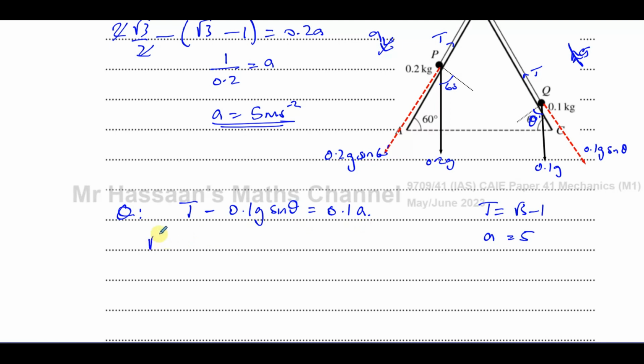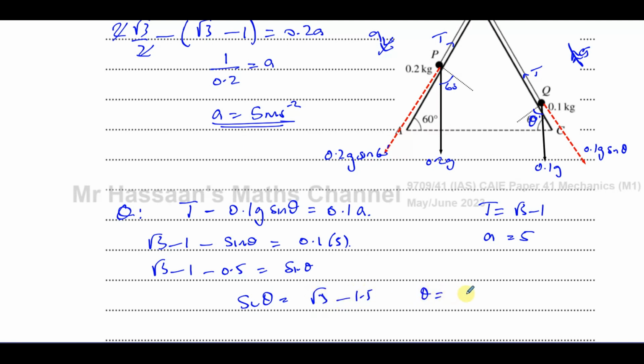So you're going to have root 3 minus 1 minus sine theta, because this is going to be 0.1 times 10, which is 1, is equal to 0.1 times 5. So we can say root 3 minus 1, minus 0.5 is equal to sine theta. So sine theta is equal to root 3 minus 1.5. So theta is equal to the inverse sine of root 3 minus 1.5.